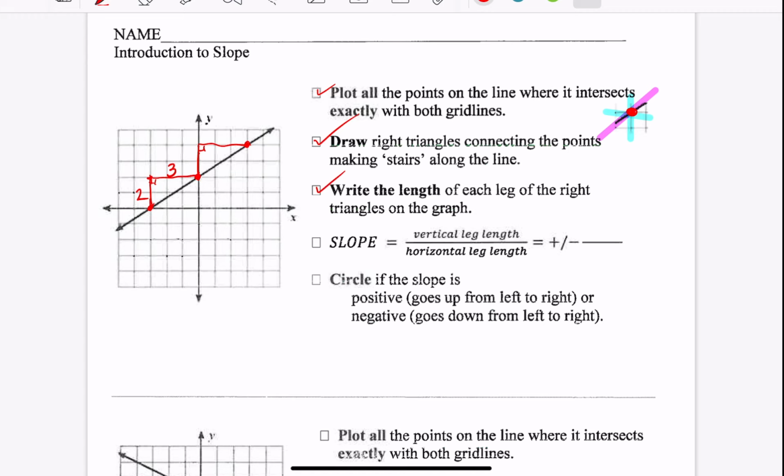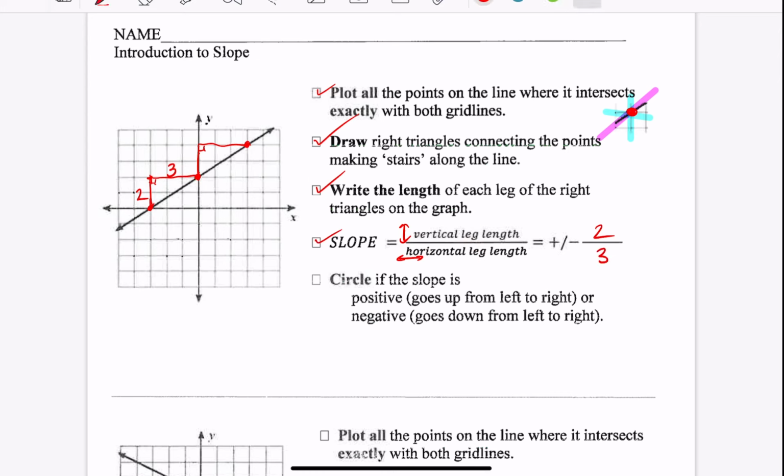So now is where I actually start to write what the slope is. And the slope is the vertical leg length over the horizontal leg length. And when I say that, vertical means the leg that's the up down, and horizontal means the one that's left to right. So when I look at my picture, I have a vertical of 2. So I'm going to put 2 because it's going to be a fraction. And when I look at the horizontal leg, it's going to be 3 because that's horizontal. So it's going to be 2 over 3.